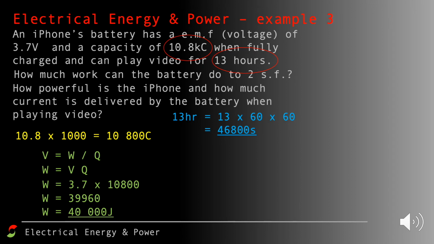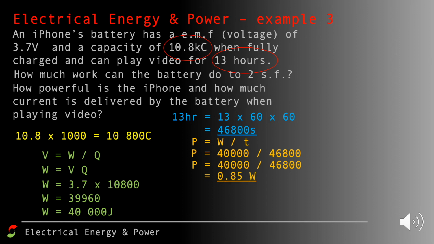We're going to calculate how powerful the phone is and how much current is delivered by the battery when it's playing this video. So how powerful is the phone? So we've got work done, and the work done is done over 13 hours, or specifically 46,800 seconds. So we need an equation that links power, work, and time. Power is the rate of doing work. 40,000 divided by 46,800. So good, which tells us that the power of the iPhone is 0.85 watts.